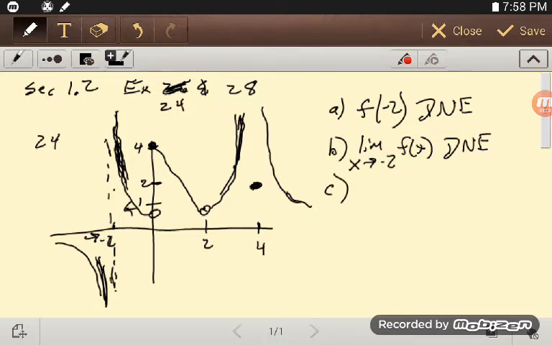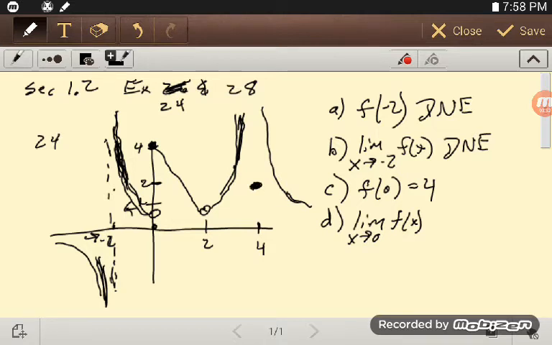C, f of 0, well, sure, f of 0 right here is x equals 0, so right there it's 4. So I know that value. The limit as x goes to 0, and see, what they're trying to point out is that you can have, here the function exists at 4, but the limit doesn't exist, because as I come in again from the left, I get some number below 1. As I come in from the right, I get 4. Well, those aren't the same thing, so that limit does not exist.